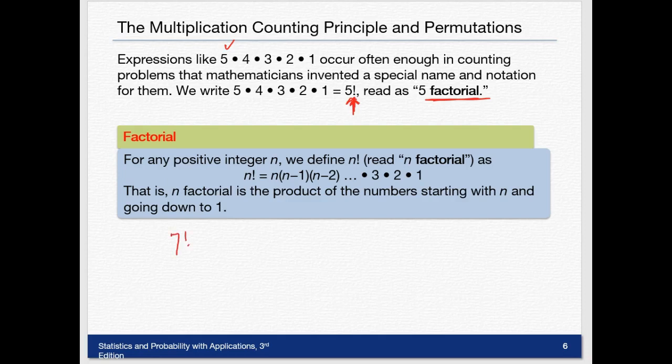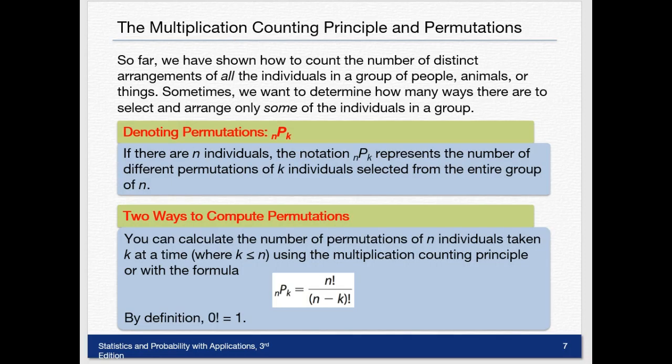So if it was 7 factorial, I would do 7 times 6 times 5 times 4 times 3 times 2 times 1. It's long, it takes time, but your calculator can help you, and I will show you how in class. Now, so far we have shown how to count the number of distinct arrangements of all individuals in a group of people, animals, or things.